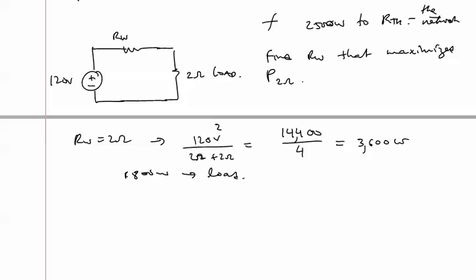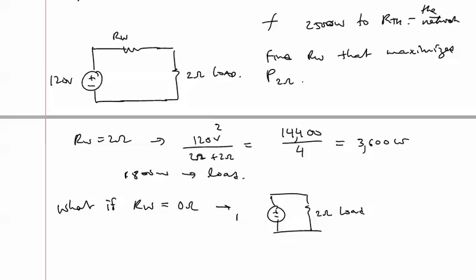But I'm going to challenge that answer and say, no, actually I can get far more power. I can get 7200 watts into this load. How can you do that? Well, why do I want any wiring resistance at all? What if RW was equal to 0? Then I would have 120 volts delivered directly across my load, right? I'd have now 120 volts squared over 2 ohms, and that would be 14,400 divided by 2, which would be 7,200 watts. So the answer is RW equal to 0.